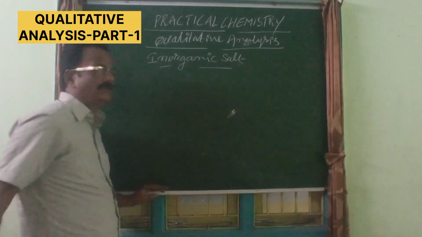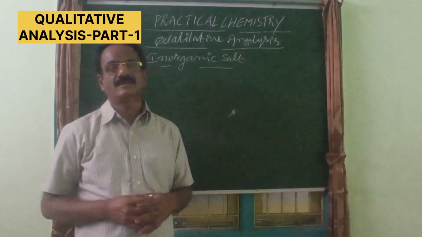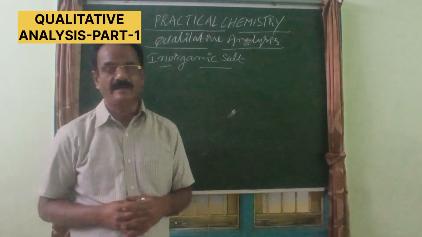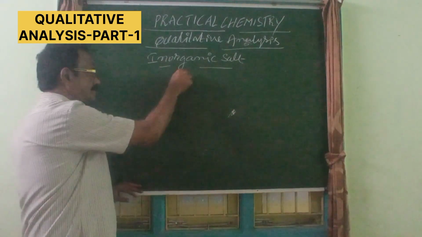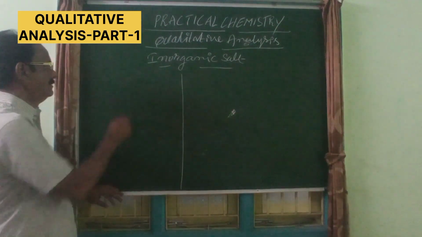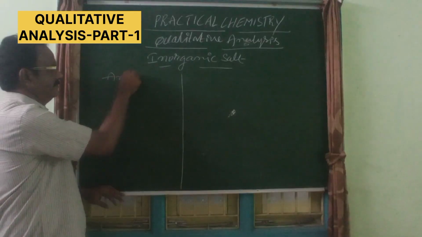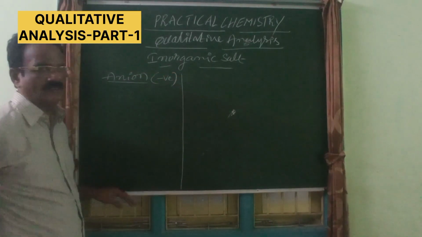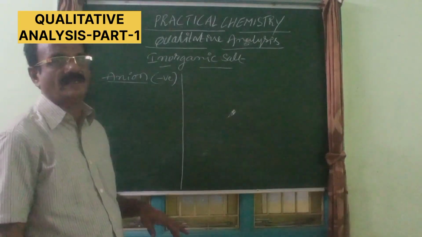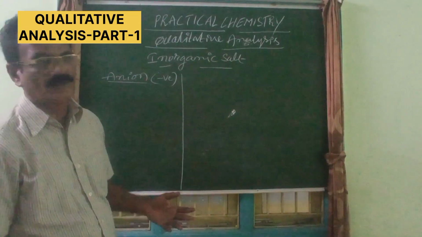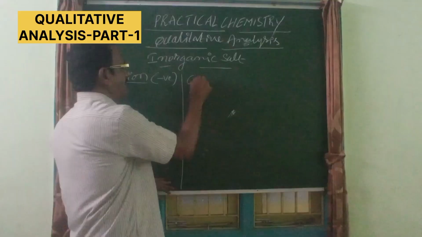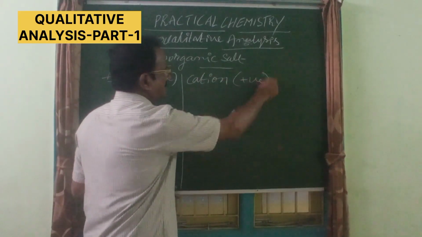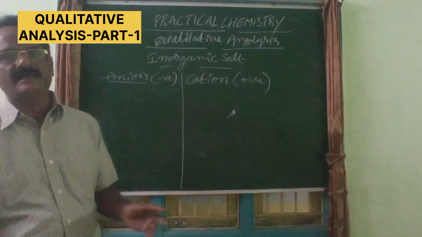Each and every inorganic salt contains one anion and one cation. See here, what is anion? Anion means a negative charged part of salt. A negative charged part of salt is said to be anion. So what is meant by cation? A positive part of a salt is said to be cation.